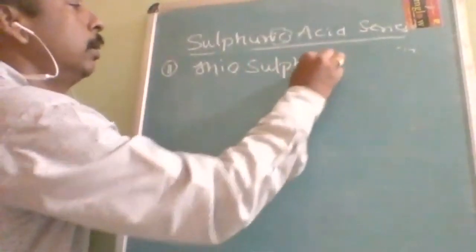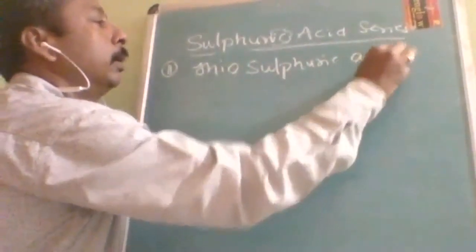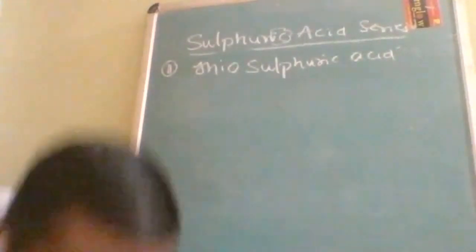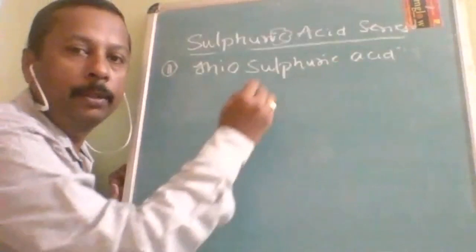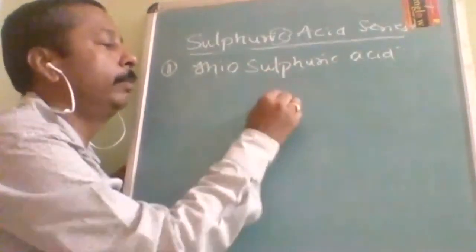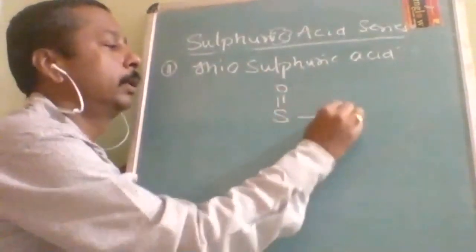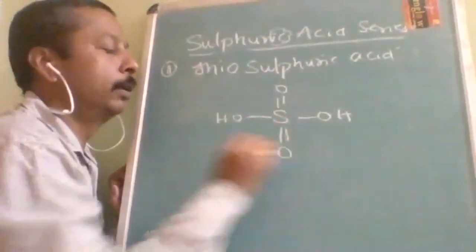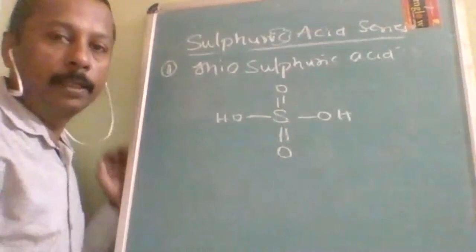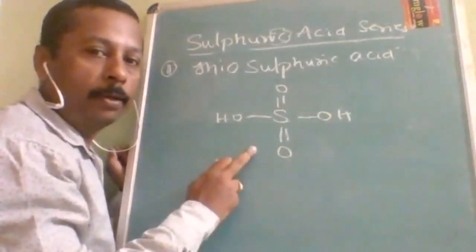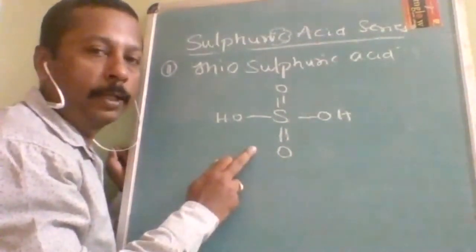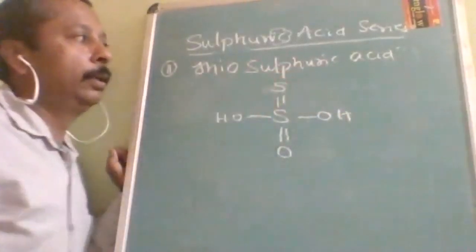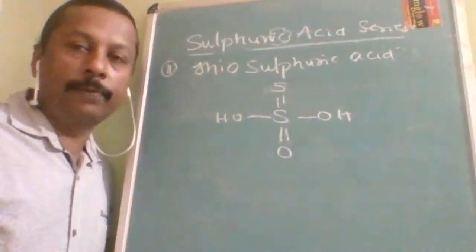Thiosulfuric acid. Okay. So thiosulfuric acid. First, as I told you, you should make it as it is. Okay. The word thio is used when one of the oxygens is replaced by sulfur. This is sulfuric acid, not thiosulfuric acid. Okay. So when I replace it with sulfur, now it becomes thiosulfuric acid.